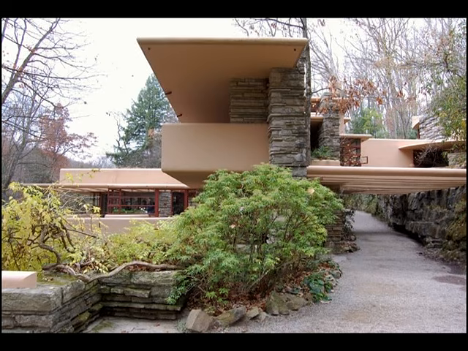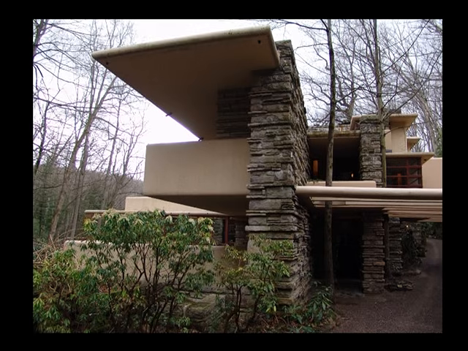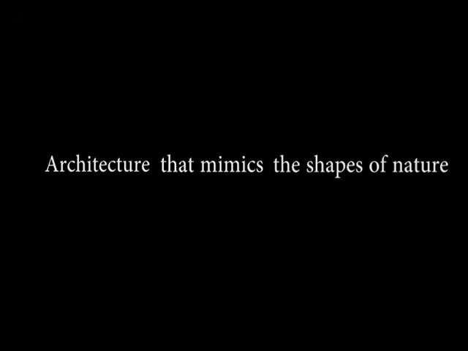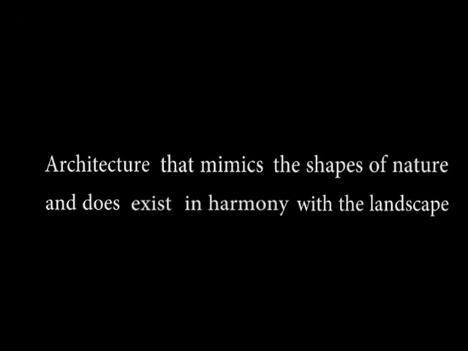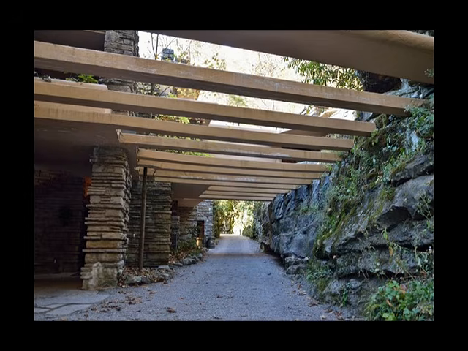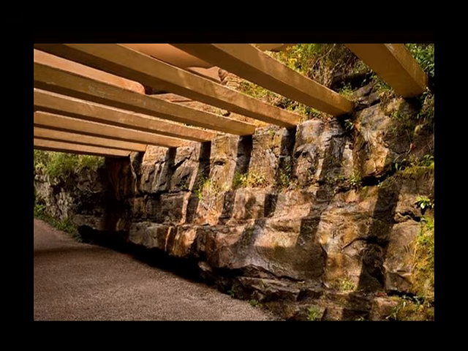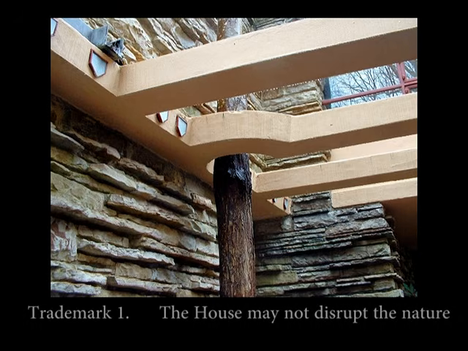Fallingwater is a prime example of organic architecture. Organic architecture was invented by Wright, and it means architecture that mimics the shapes of nature and thus exists in harmony with the landscape. When we arrive at the backside of the house, we immediately see the first trademark of organic architecture. The nature is not disrupted.